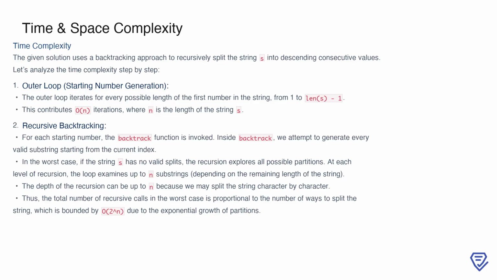Next, for each starting number, the backtracking function is called. Within this function, we attempt to create valid substrings starting from the current position. In the worst case, where there are no valid splits, the recursion explores all possible partitions of the string. At each level of recursion, the loop can iterate through all remaining characters in the string, leading to up to n substrings being checked per level.